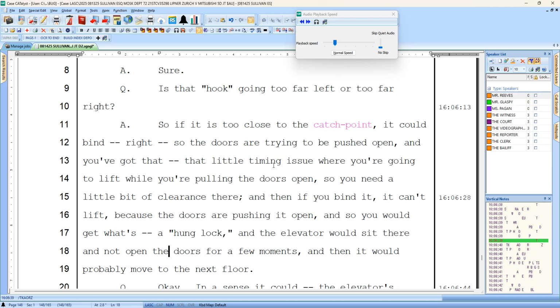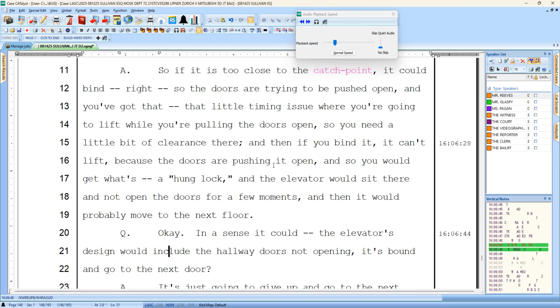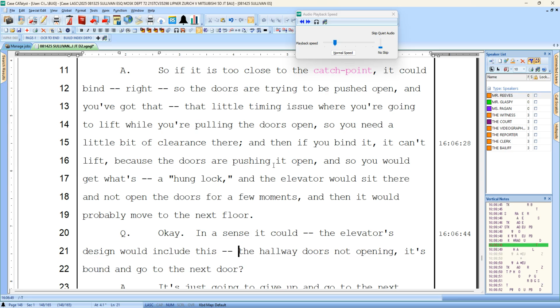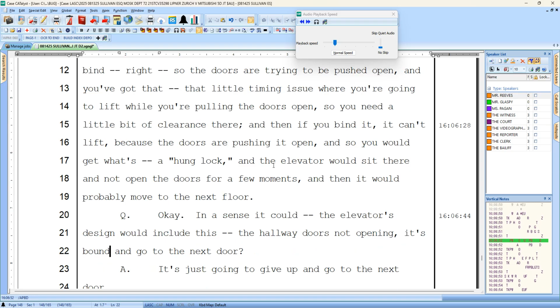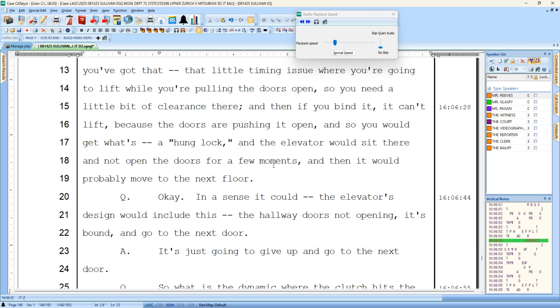Okay. In a sense, the elevator's design would conclude this: the hallway door's not opening, it's bound, and go to the next floor. It's just going to give up and go to the next floor. And so, what is the dynamic where the clutch hits the wheels?